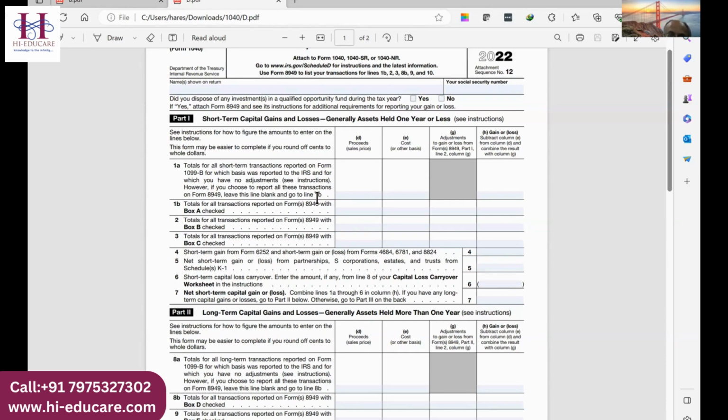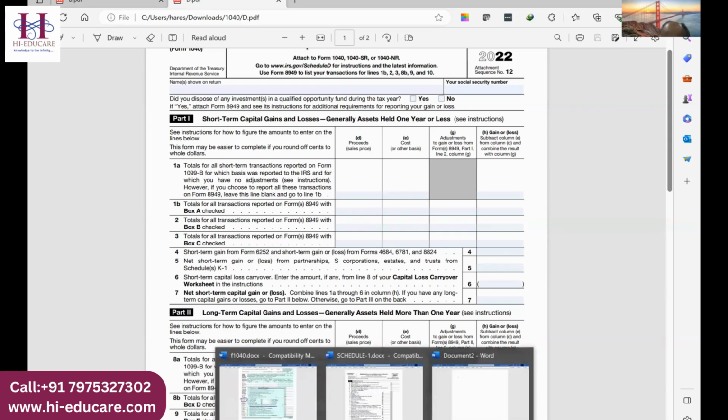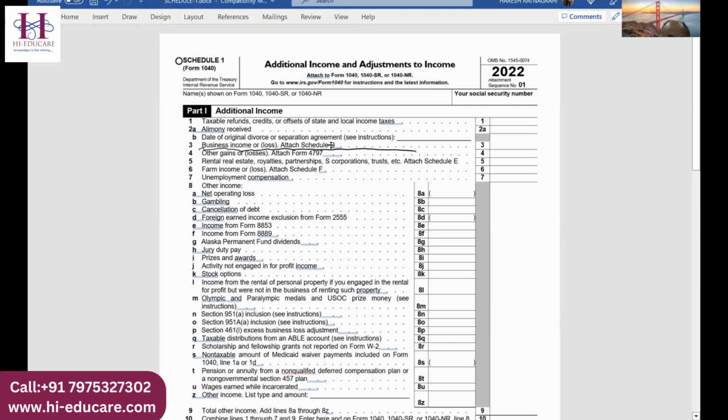Schedule 1 is for Schedule C. Schedule C we know very well now. If you see Schedule 1, Schedule C is there. Schedule C is not flowing directly to 1040. Schedule C is flowing through Schedule 1, right? You can see the 1040. I will give mnemonics also so you can remember.